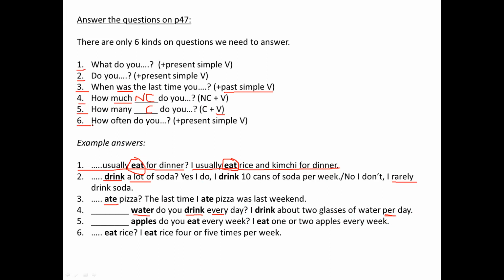And number 6, how often do you? A present simple verb. Eat rice. I eat rice 4 or 5 times per week. Remember, we're talking frequency here. You can say once, twice, 3 times, 4 times. And you can say per or a.